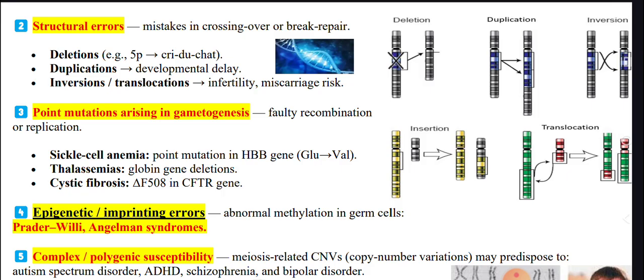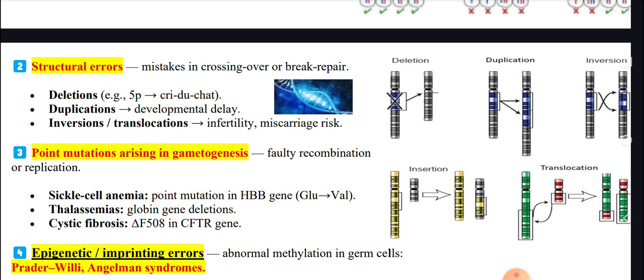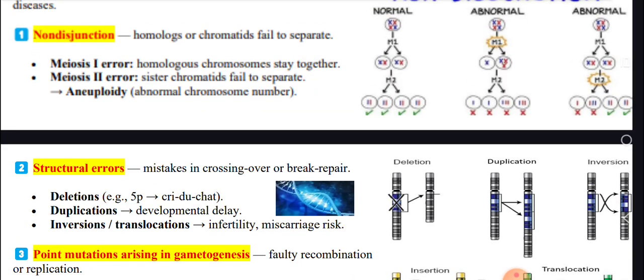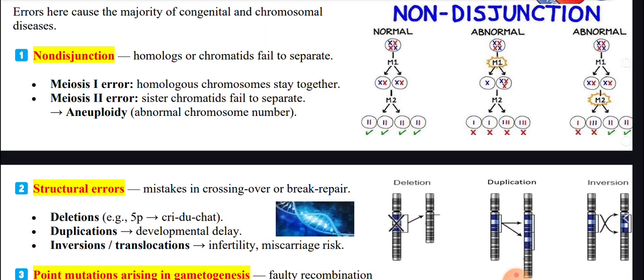And the opposite can happen too, duplications. Yes, duplications, where a segment gets accidentally copied and inserted so you have extra copies of some genes. These often lead to developmental delay as well, again due to gene dosage issues. But perhaps the most disruptive structural errors in terms of fertility are things like inversions and translocations. How do those work? An inversion is when a segment breaks off, flips 180 degrees, and reinserts itself. A translocation is when a piece breaks off one chromosome and attaches to a completely different, non-homologous chromosome.